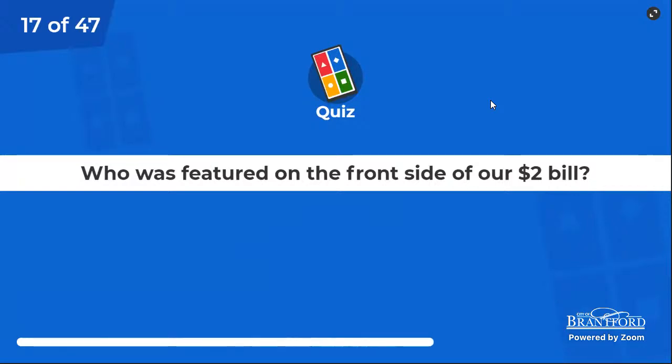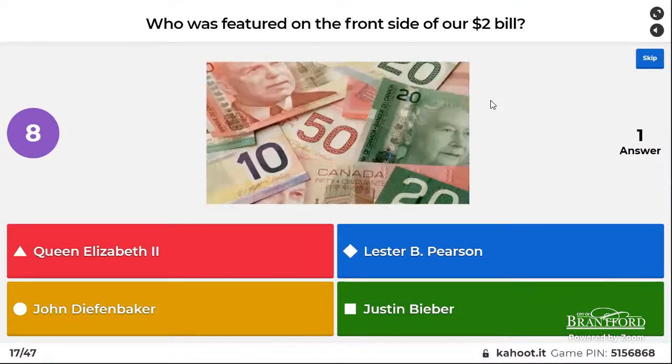Who was featured on the front side of our $2 bill? Was it the Queen, Lester B. Pearson, John Diefenbaker, or Justin Bieber?